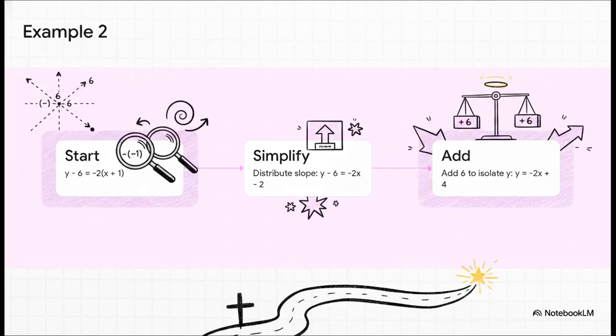Let's step it up a notch with example 2. This time, we're dealing with a negative point and a negative slope. Now, pay close attention here because it's easy to get tripped up.